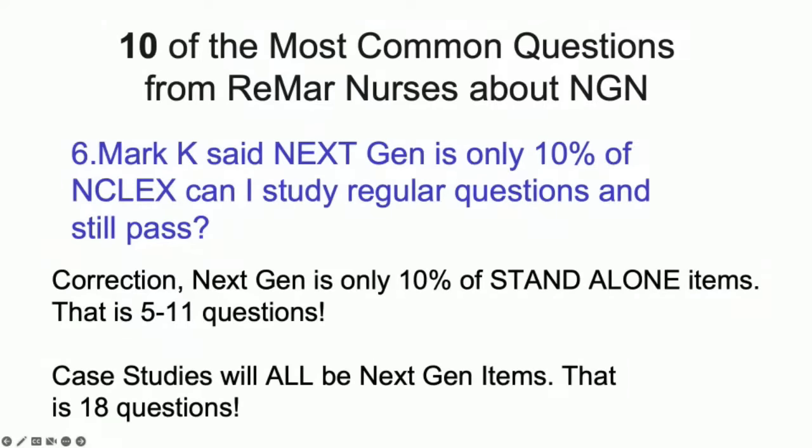So, if you're getting 85 questions in total, say you do the minimum, you get 85 questions. 29 of those questions are going to be next gen NCLEX. That's a huge percent of your test. Okay. That means that 10% is only talking about the standalone items. It's not talking about the exam in totality. So if you are not practicing next gen NCLEX, that's 29 questions that you have never encountered before. That's a lot.